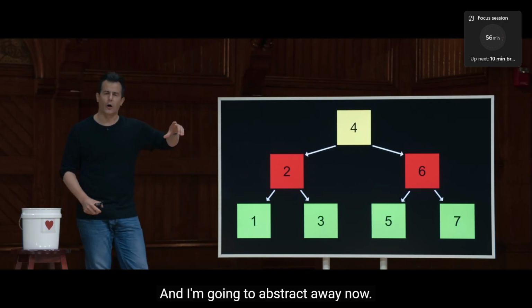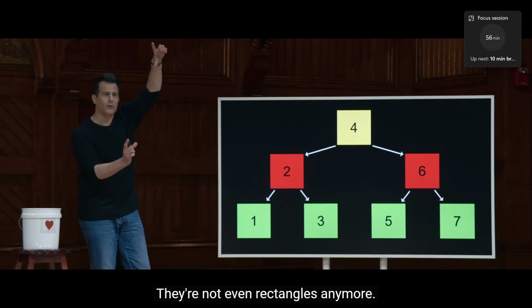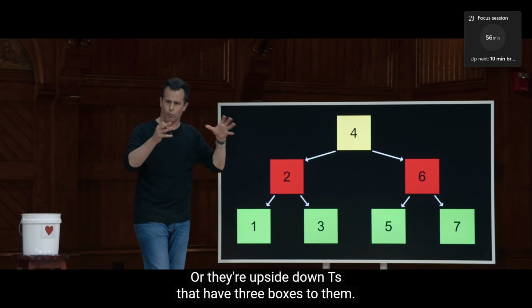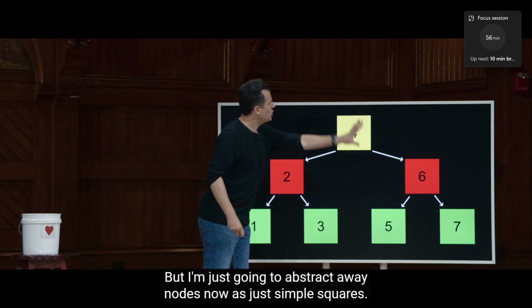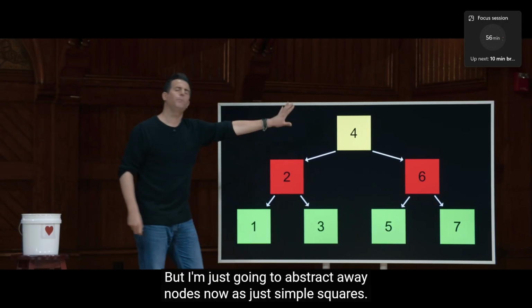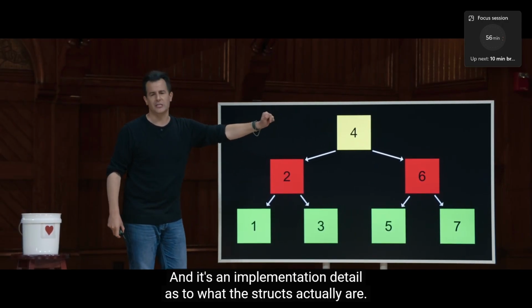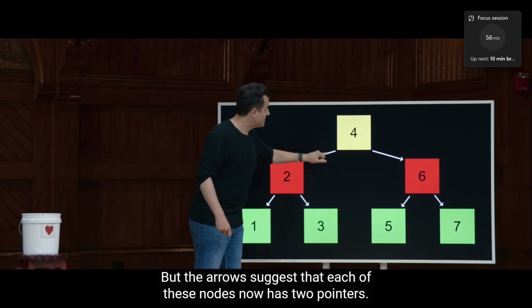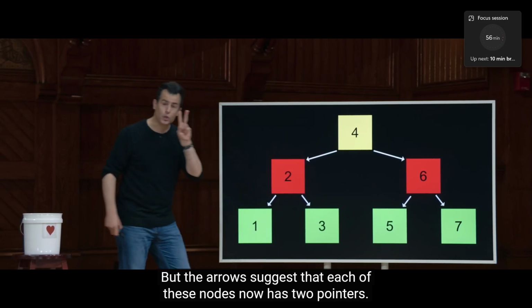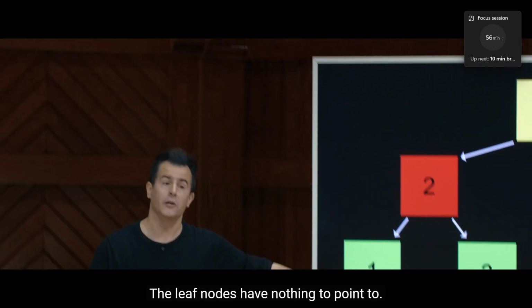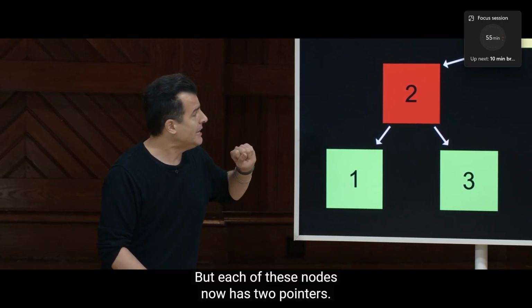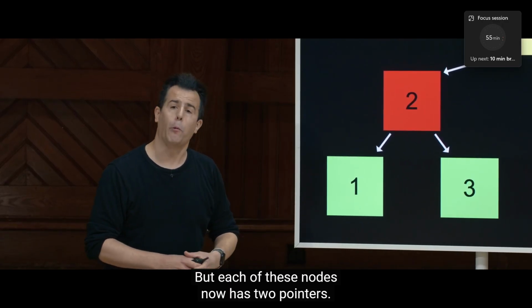And I'm going to abstract away now. Technically, they're not even rectangles anymore. They're really long rectangles, or sort of upside down T's that have 3 boxes to them. But I'm just going to abstract away nodes as simple squares. It's an implementation detail as to what the structs actually are. But the arrows suggest that each of these nodes now has 2 pointers. You don't have to use them. The leaf nodes have nothing to point to, so those can all be null probably. But each of these nodes now has 2 pointers.